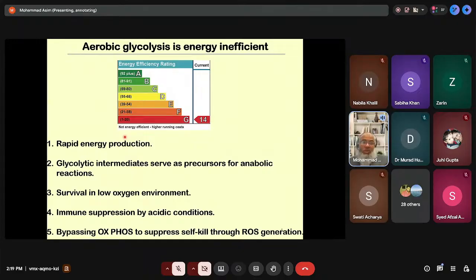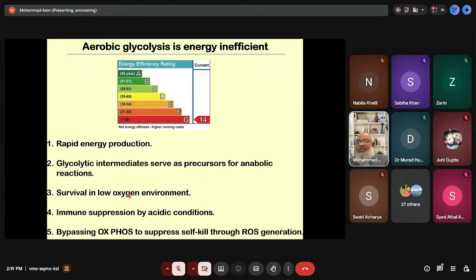But also there are intermediates of glycolytic pathways which can take part in many synthesis reactions, anabolic reactions. Why? Because cancer cells are dividing much faster than normal cells. They will need new fabric, they will need raw materials, and this raw material comes from many glycolytic intermediates.